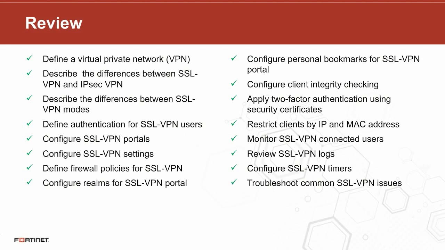This lesson covered the following objectives: define a virtual private network, VPN; describe the differences between SSL VPN and IPsec VPN; describe the differences between SSL VPN modes; define authentication for SSL VPN users; configure SSL VPN portals; configure SSL VPN settings; define firewall policies for SSL VPN; configure realms for SSL VPN portal; configure personal bookmarks for SSL VPN portal; configure client integrity checking; apply two-factor authentication using security certificates; restrict clients by IP and MAC address; monitor SSL VPN connected users; review SSL VPN logs; configure SSL VPN timers; troubleshoot common SSL VPN issues.